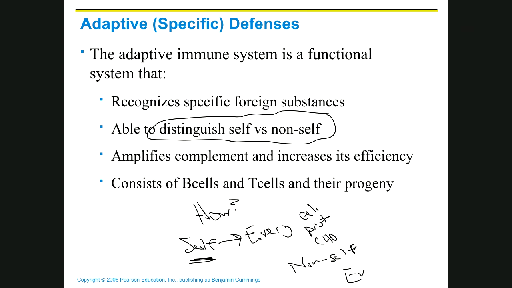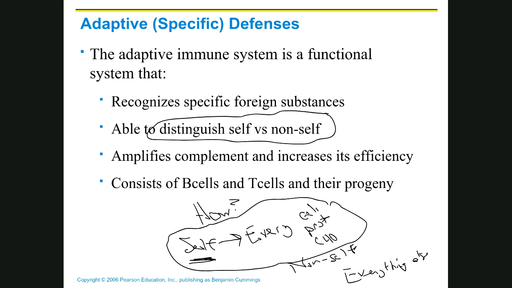So I don't have to experience the whole world to know what non-self is, because if it's not me, then it's not self. So everything else is non-self. So if I take cells out of one person and put them into another person, here that was self, but it's got different proteins in here. So over here, it's going to be non-self. If I take anything out of the environment in here and put it in here, it's not part of me.